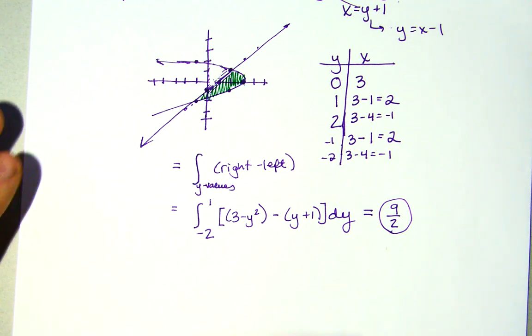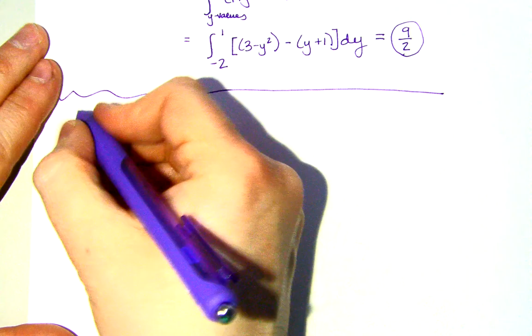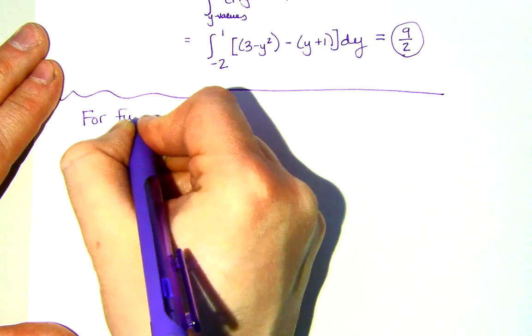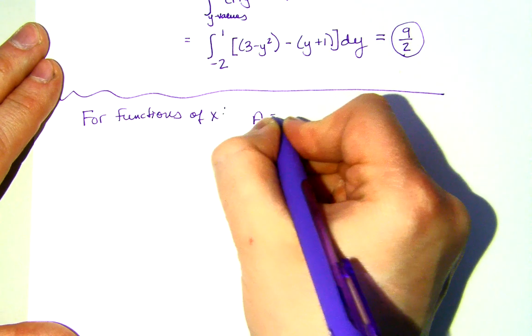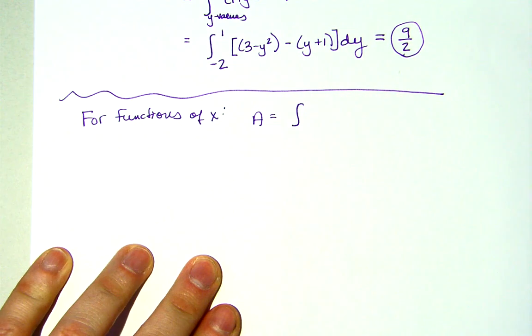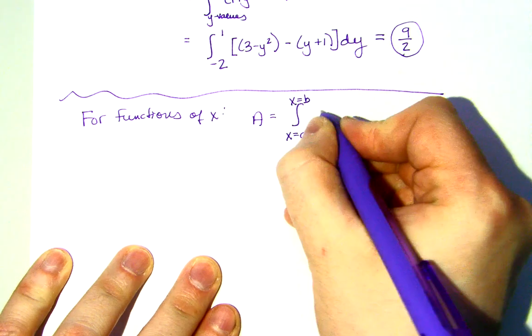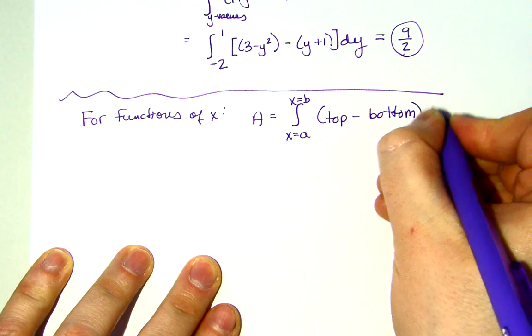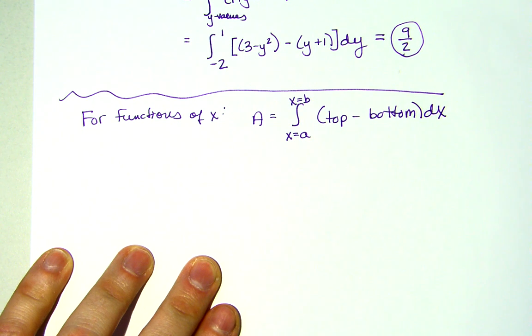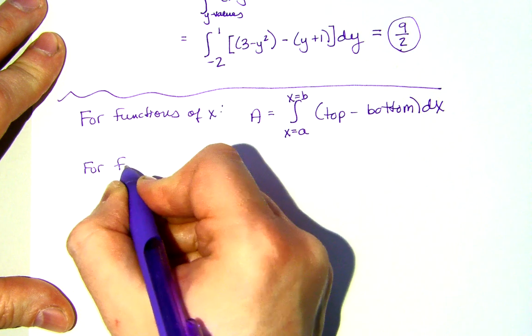Last thing I want to do, just summarize the two types of problems, the functions of x versus functions of y, and then I think we'll be set. For functions of x, our area is going to equal the integral from our lower x value to our higher x value of whatever is on the top minus whatever is on the bottom, which is most of what we did today. Most of the homework will involve functions of x.